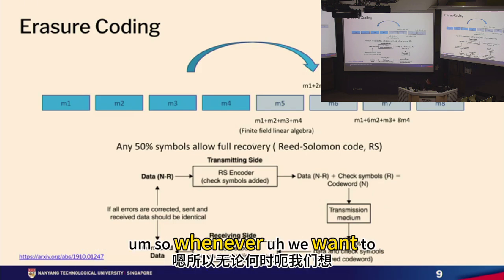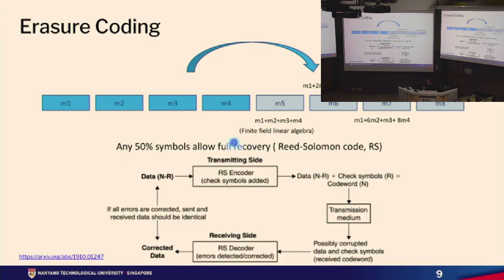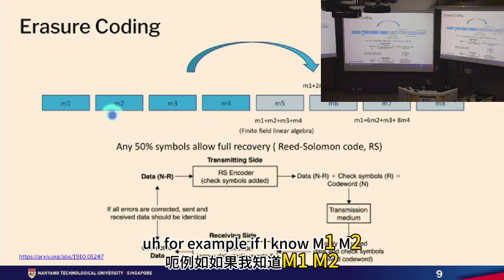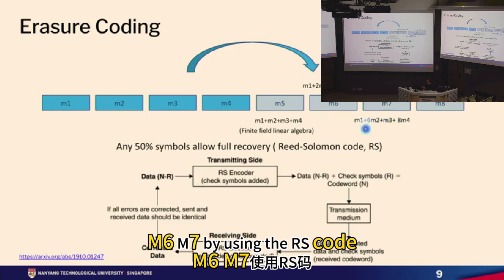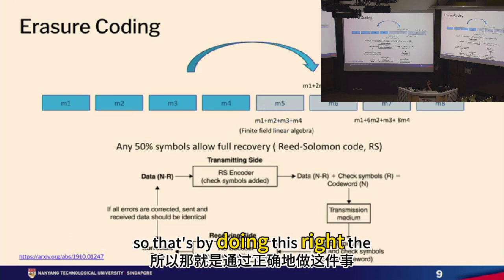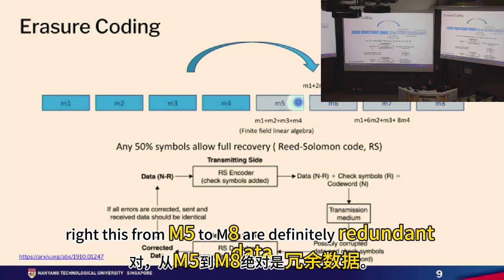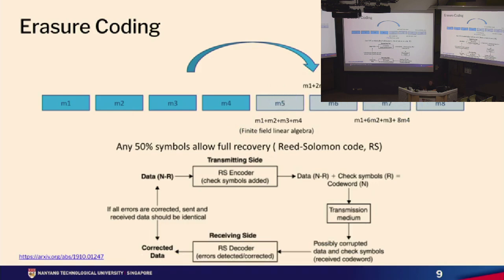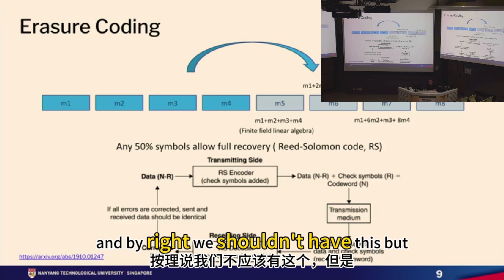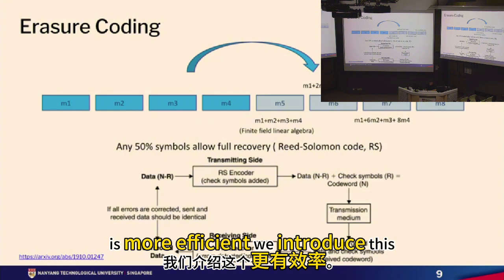Whenever we want to decode the information, for example, if I know M1, M2, M6, M7, by using the RS code, I'm able to get the rest of the chunks of data. By doing this, the RS coding introduces redundancy. These M5 to M8 are definitely redundant data, and by right we shouldn't have this, but in order to make sure the DA proof is more efficient, we introduce this.